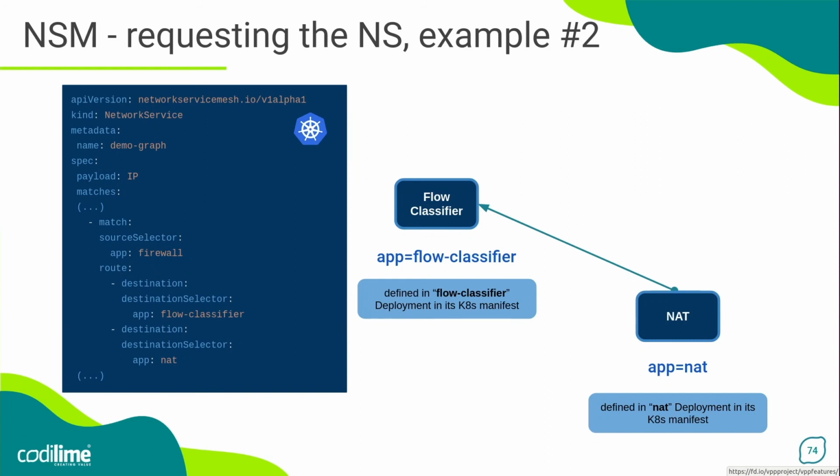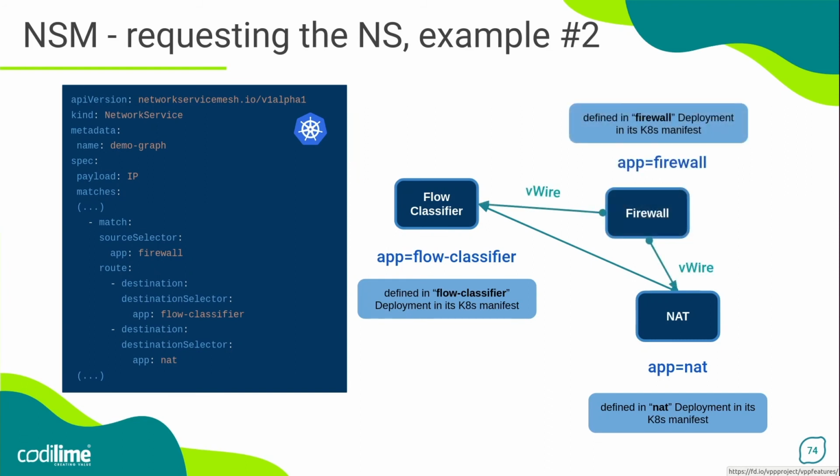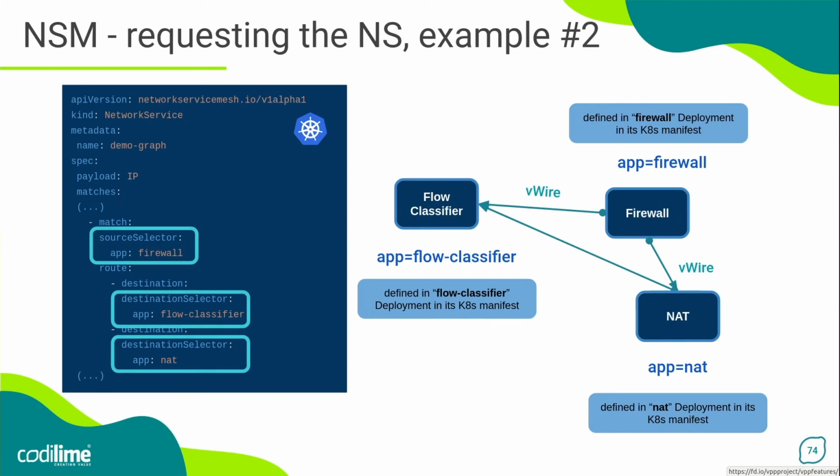And here is another example. It shows how you can create connections to more than one endpoint from a given client. What you need to do is simply define more than one destination within the root list.